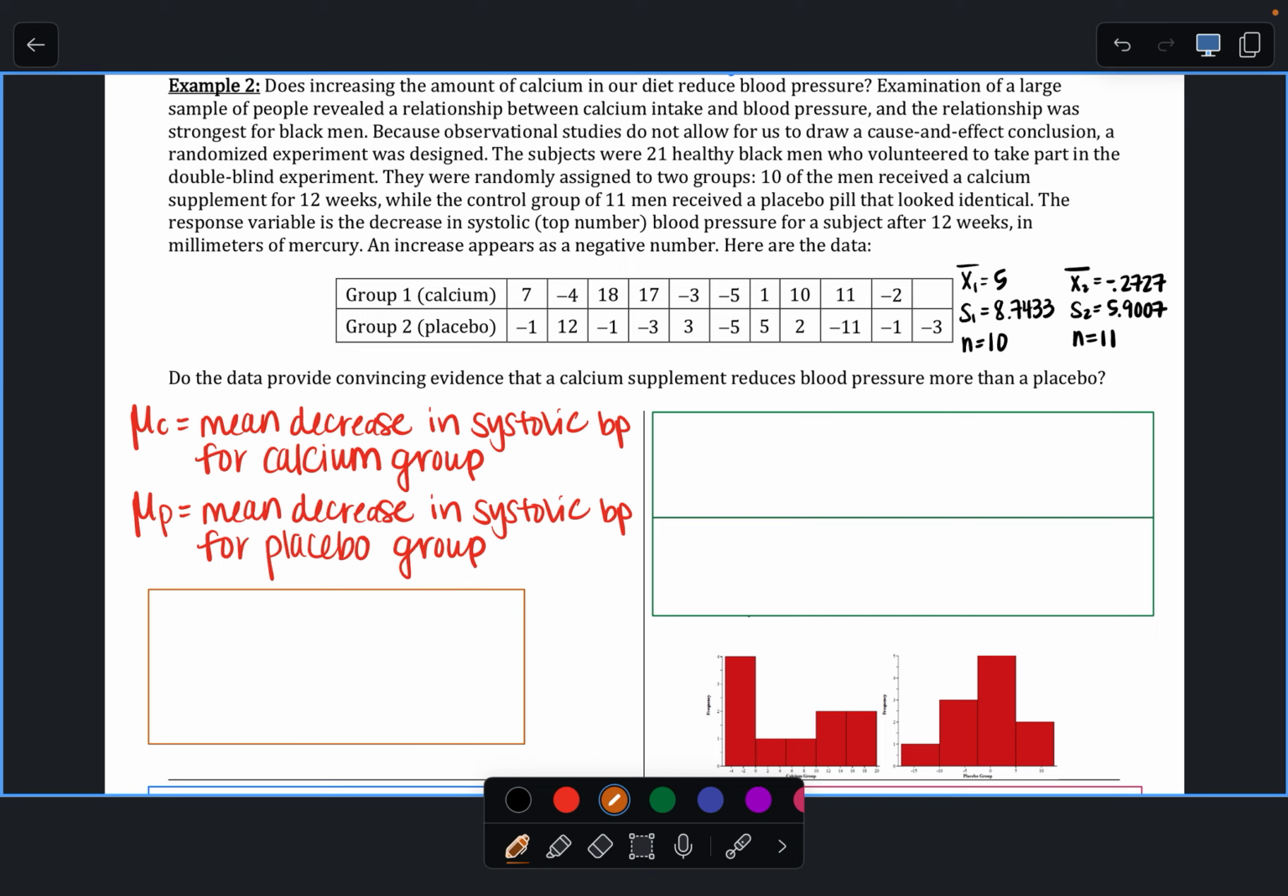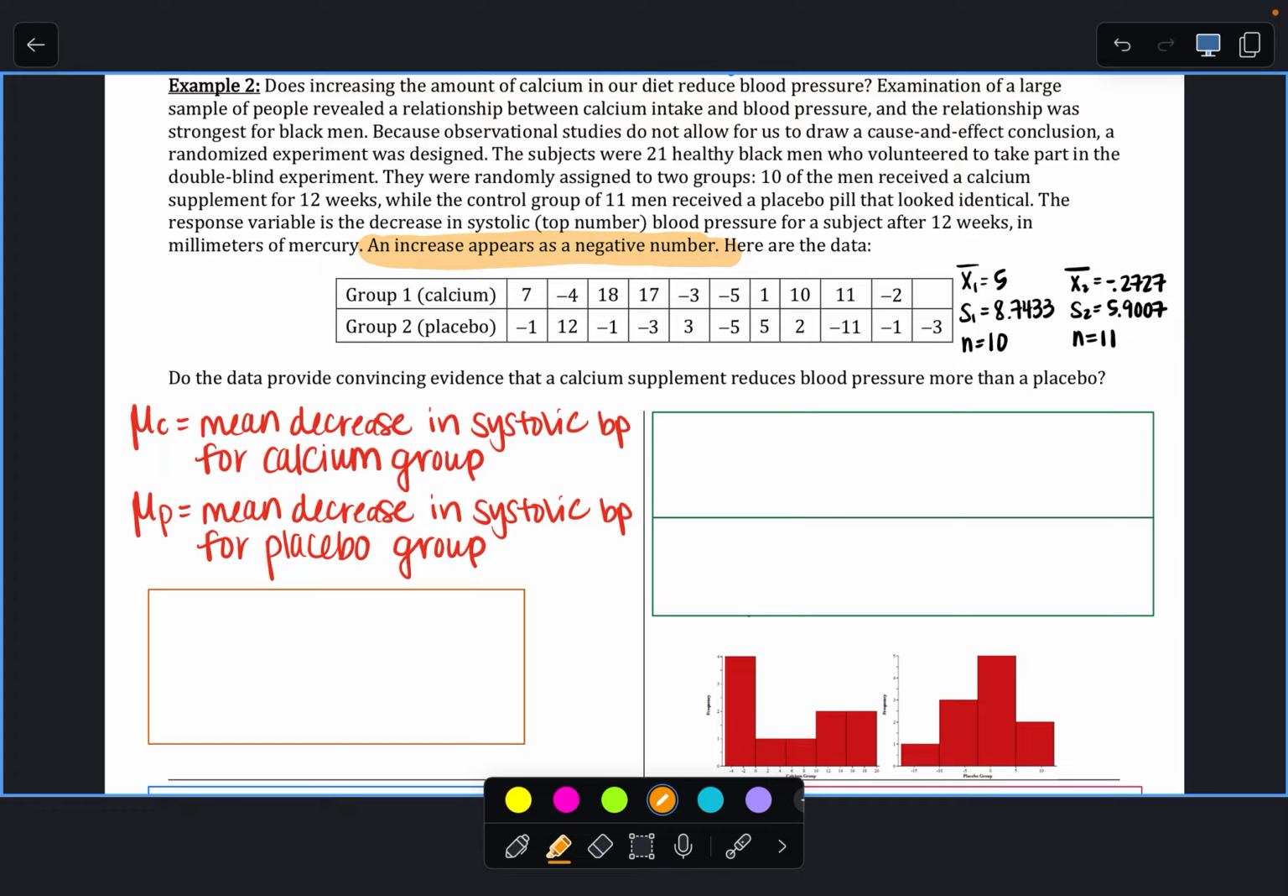And here's where it got confusing. If I was writing this, I would have just changed it. But an increase appears as a negative number. So I know that's going to seem kind of wonky for some of us. Any negative number that I have is actually increasing.